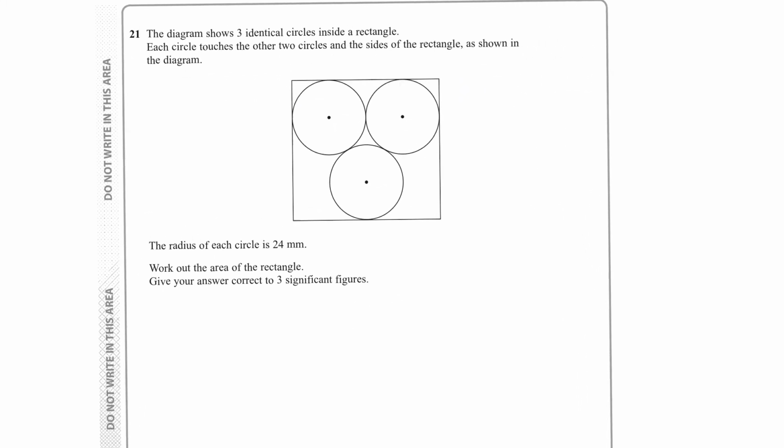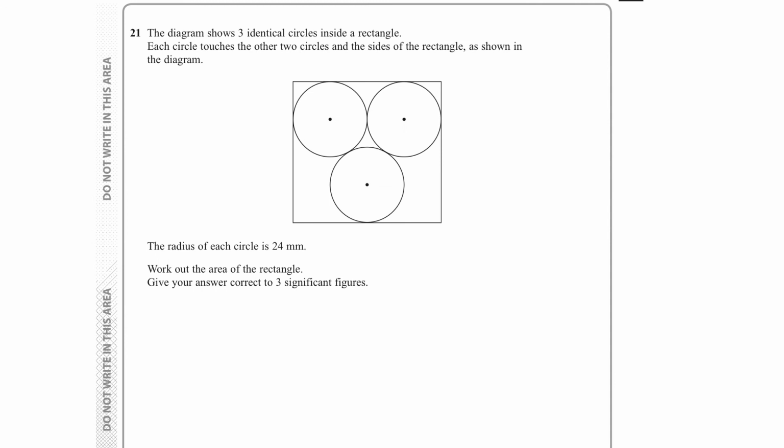So on to question 21, we've got 3 identical circles within this square. So it wants us to work out the area, sorry, not the square, inside a rectangle, what looks like a square, but always read the question. So the area of the rectangle. Area of a rectangle is length times width, so we need to work out the length and the width in order to work out the area of this rectangle.